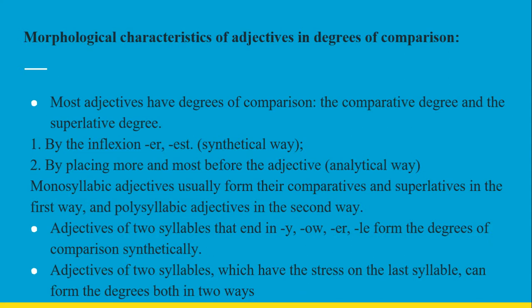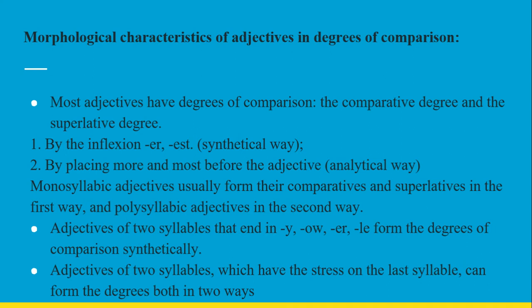Most adjectives have degrees of comparison, the comparative degree and the superlative degree, formed by the inflection of -er, -est, the synthetical way, or by placing more and most before the adjective, the analytical way. Monosyllabic adjectives usually form their comparative and superlative in the first way, and polysyllabic adjectives in the second way.